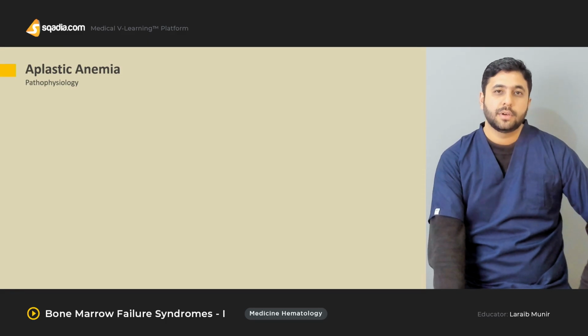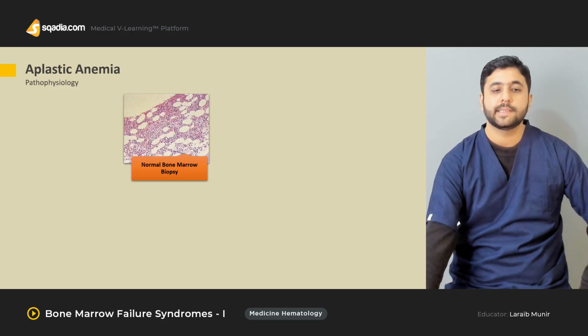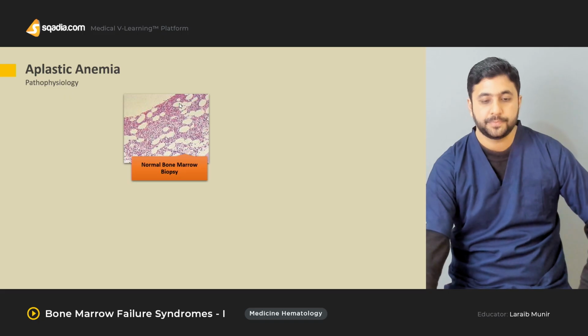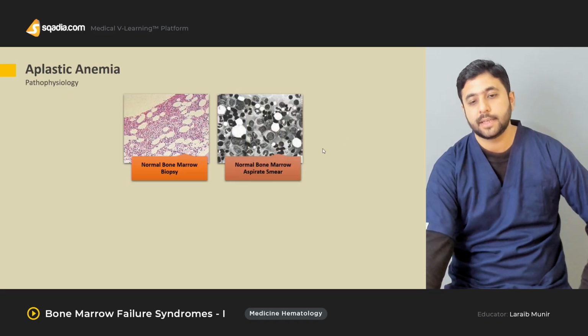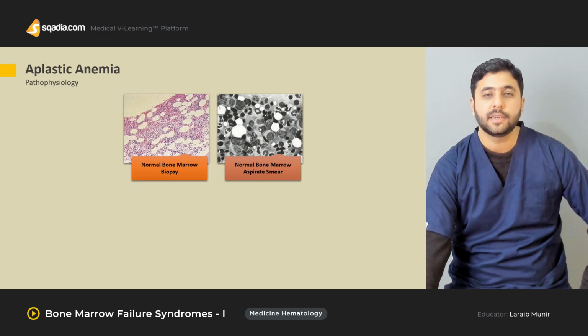Now let's talk about the pathophysiology, or what is the underlying process that has led to aplastic anemia development. First, let's look at a normal bone marrow biopsy. Here you can see a normal bone marrow picture, and this is a normal bone marrow aspirate. The bone marrow is filled up with all the types of cells, and when you perform a bone marrow smear, you can see the various types of white blood cells, red blood cells, and platelets. Generally, 30 to 70% of the bone marrow is covered by cells.